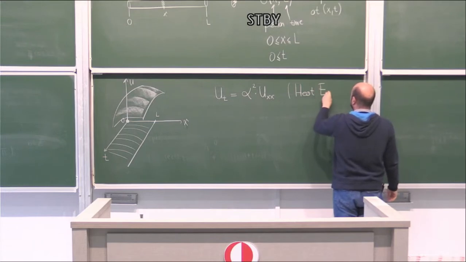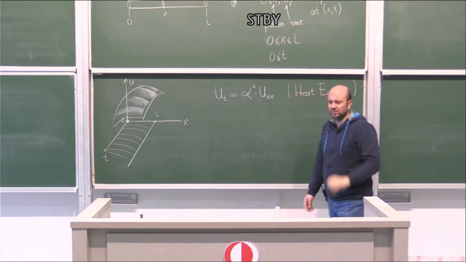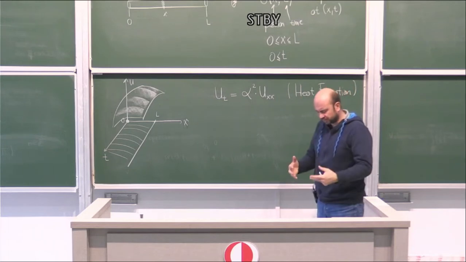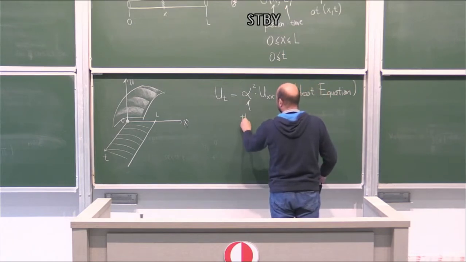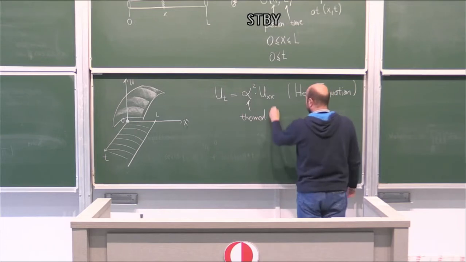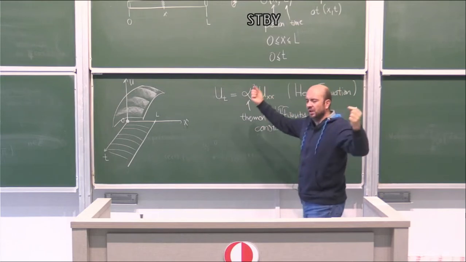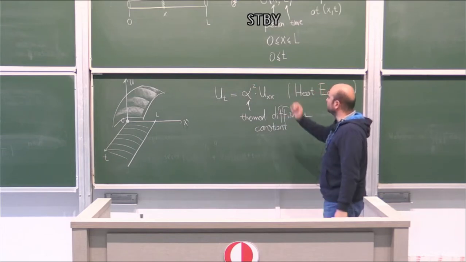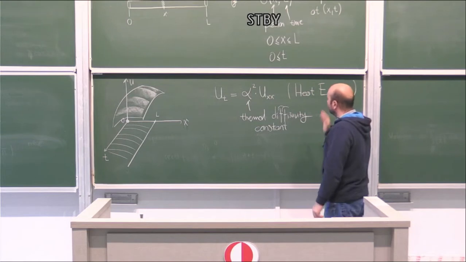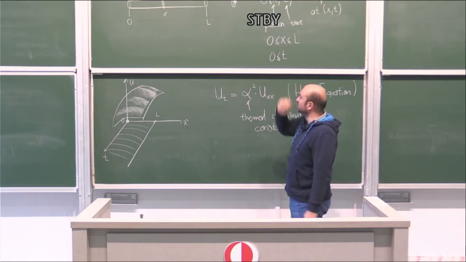Here there is this constant. This constant, of course, depends on the material of the object. This is called the thermal diffusivity constant. If you are thinking of a wire, it may be copper, it may be another metal, and depending on that, this constant will change. So we have this heat equation, and we will try to solve it. This equation tells you how the temperature changes over this object.